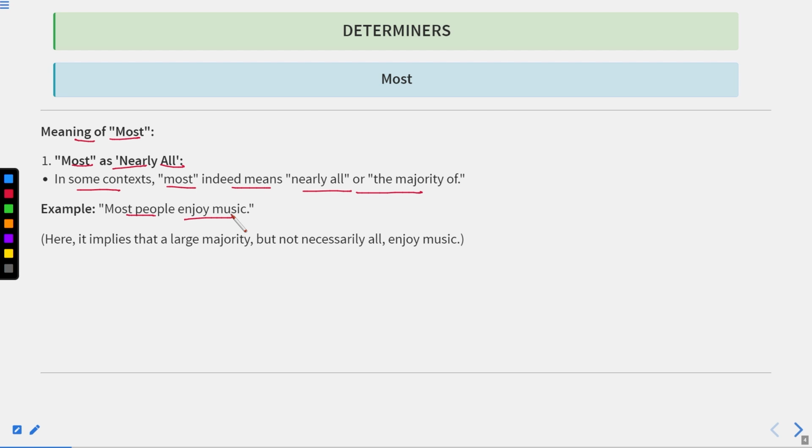Most people enjoy music. Now, most people means that many people are there. In fact, most of the people like or enjoy music. So most means a majority of. For example, if there are 50 people and I'm talking about a majority, it can be more than 40. Here it implies a large majority, but not necessarily all.